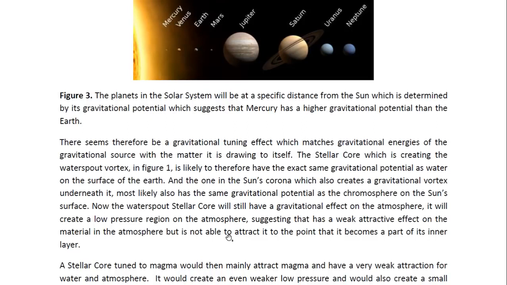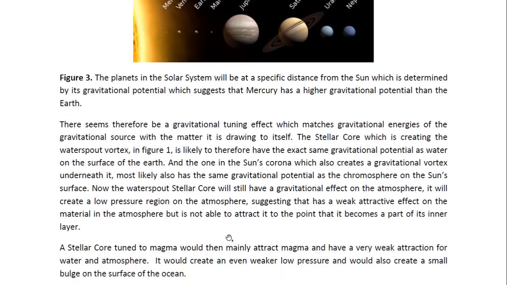The stellar core which is creating the water spout vortex in figure 1 is likely to therefore have the exact same gravitational potential as water on the surface of the Earth. And the one in the Sun's corona, which also creates a gravitational vortex underneath it, most likely also has the same gravitational potential as the chromosphere on the Sun's surface.